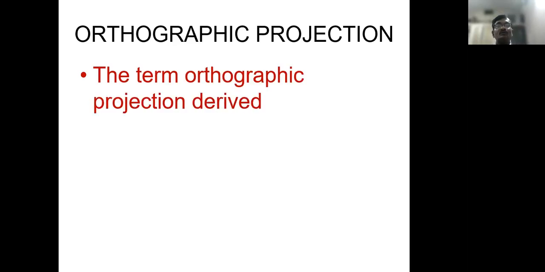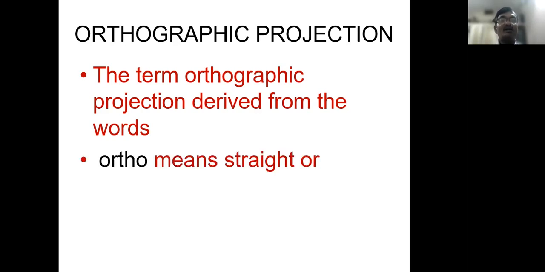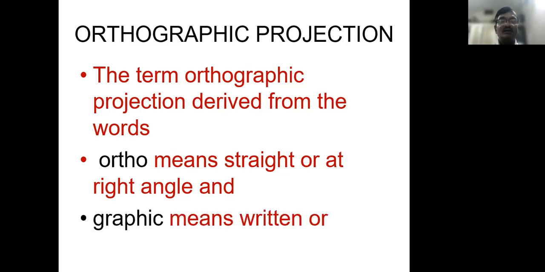The term orthographic projection is derived from two words, orthographic and projection. One is orthographic, which also has 2 parts. Ortho means straight or right angle. Graphic means written, drawn.